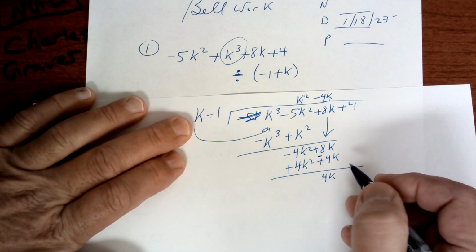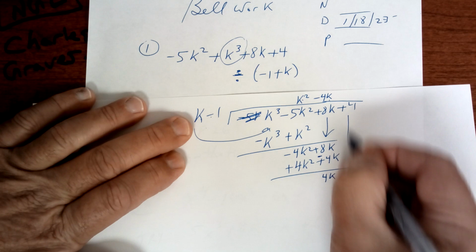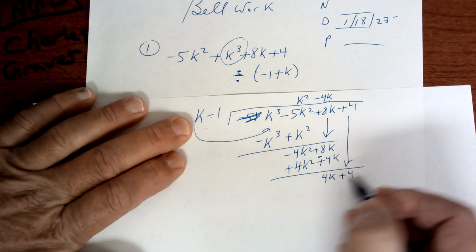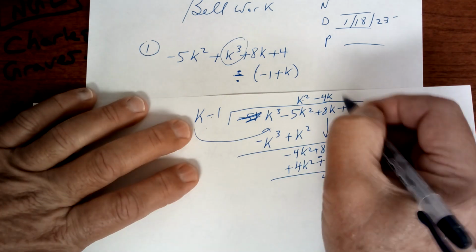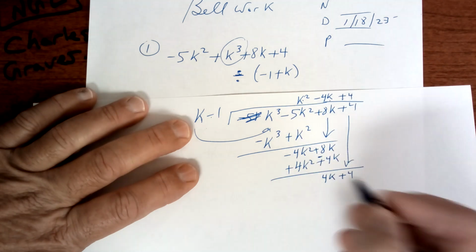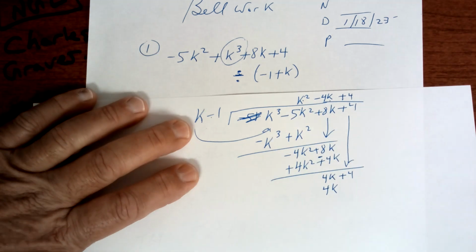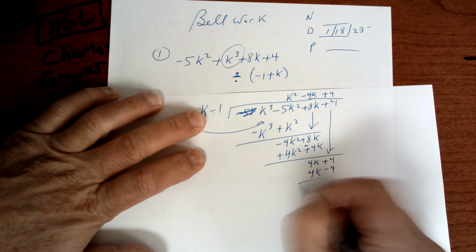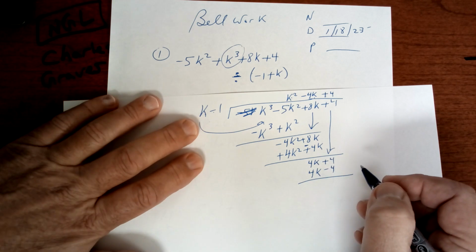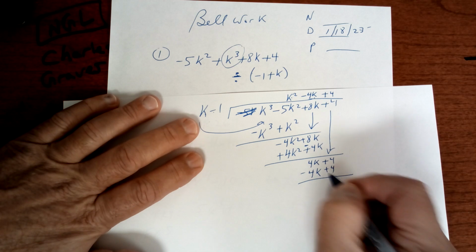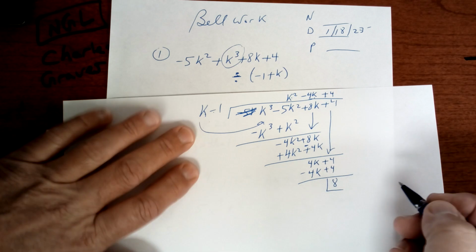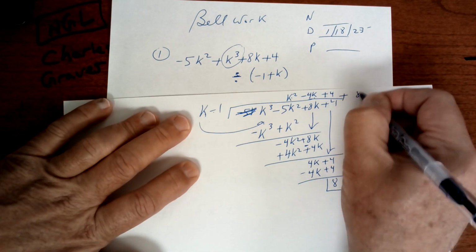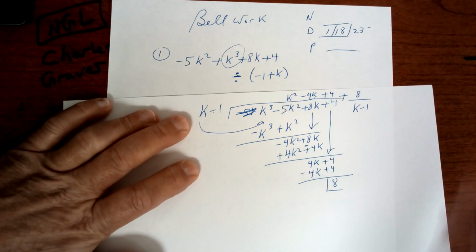You're going to bring down your next number, which is a 4, and then you're going to say k times plus 4, and that's going to give me 4k and minus 4 here. And when you subtract, this is going to change. So it's going to be a negative and a positive, so you get a remainder of 8. So you're going to say plus 8 over k minus 1. And that is long division.